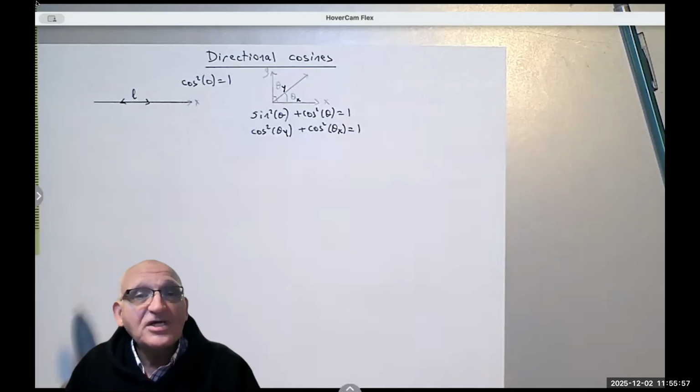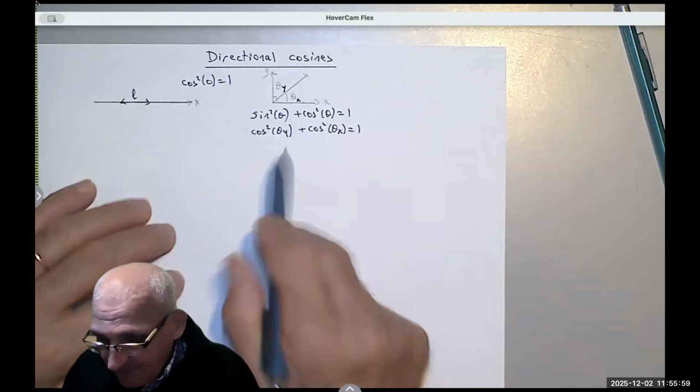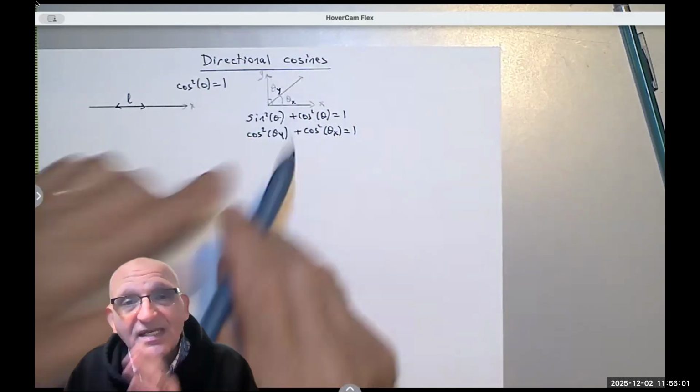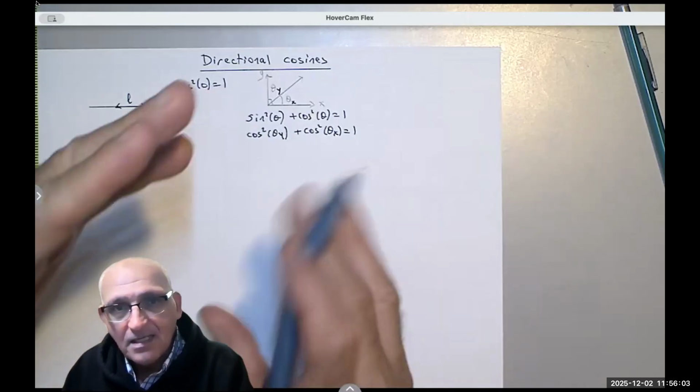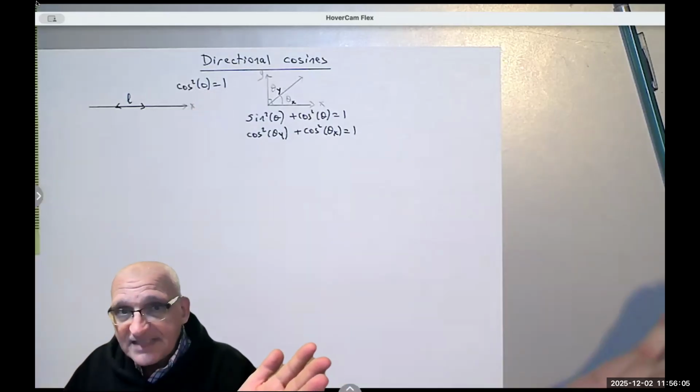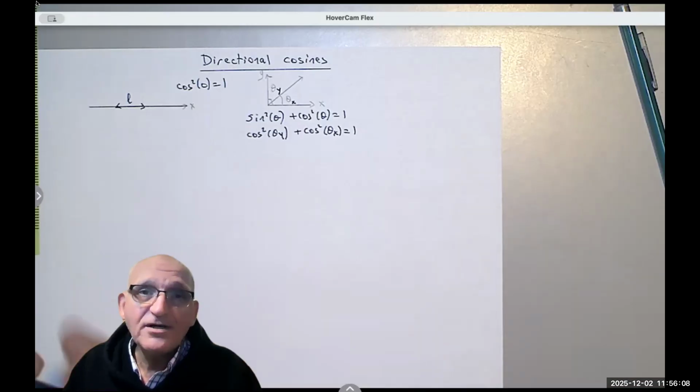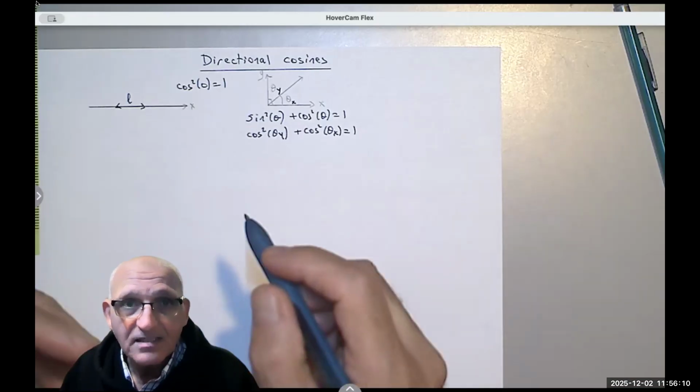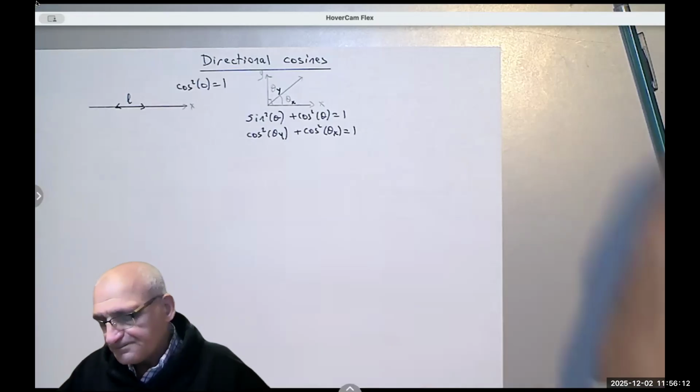Meaning, and that's the directional cosine, meaning if I take the angles between any line in a plane and the two coordinate axes, then the sum of squares of their cosines of these angles adds up to 1.